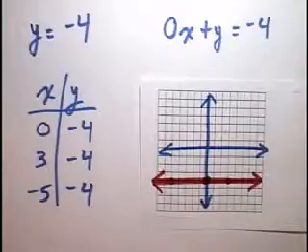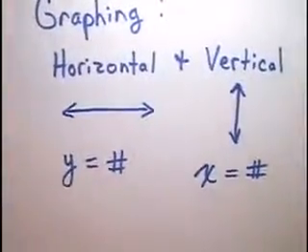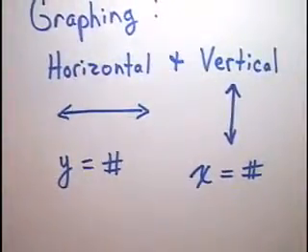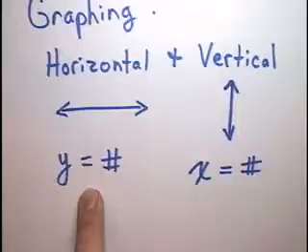So as you learn to solve these, you could actually pick points, or you can remember that every time you graph, if the problem starts out x equals some number, then the graph is going to be a vertical line. If the problem starts out y equals some number, then your graph is going to be a horizontal line.